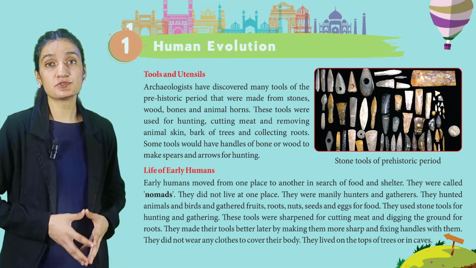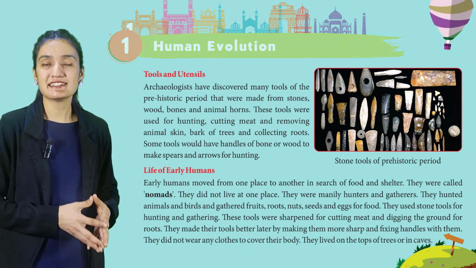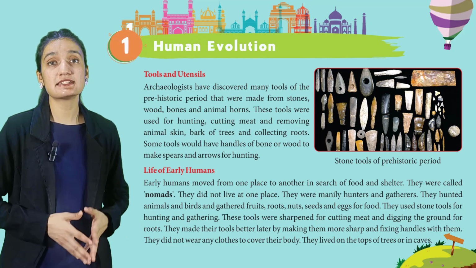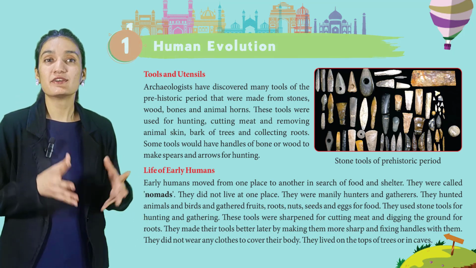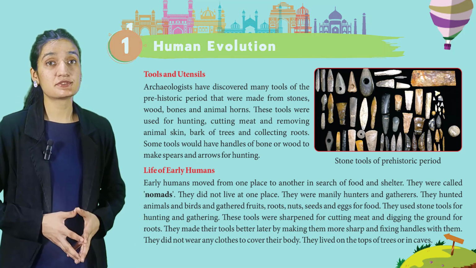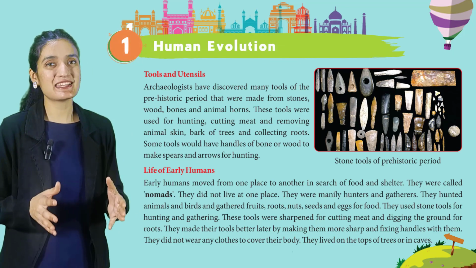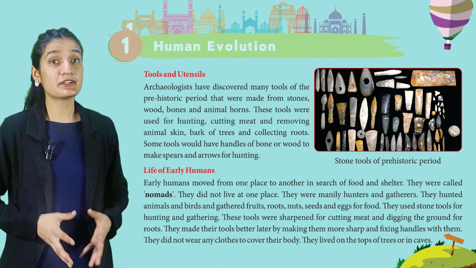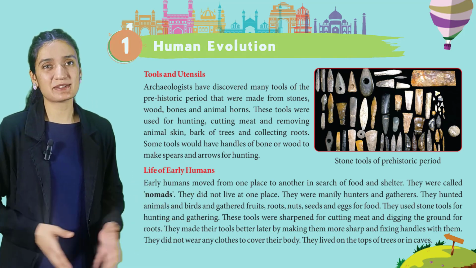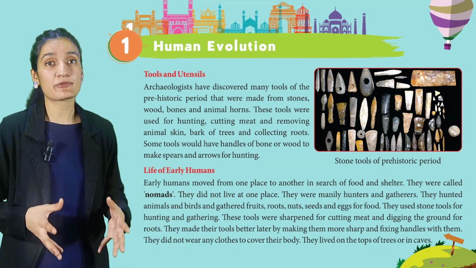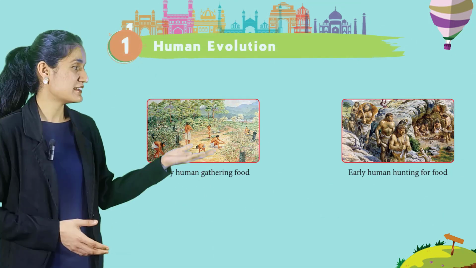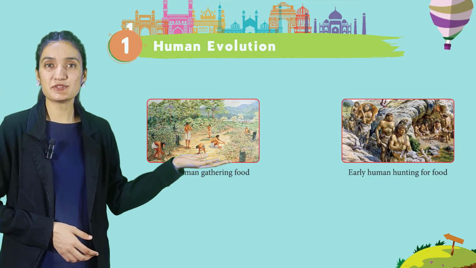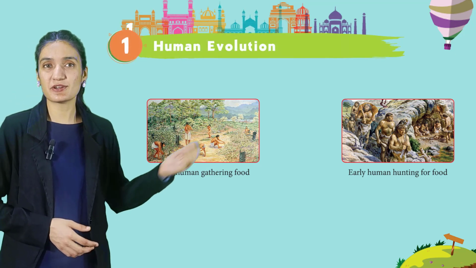They used stone tools for hunting and gathering. These tools were sharpened for cutting meat and digging the ground for roots. They made their tools better later by making them more sharp and fixing handles with them. They did not wear any clothes to cover their body. They lived on the tops of trees or in caves. Here are some pictures given of early human gathering food and early human hunting for food.